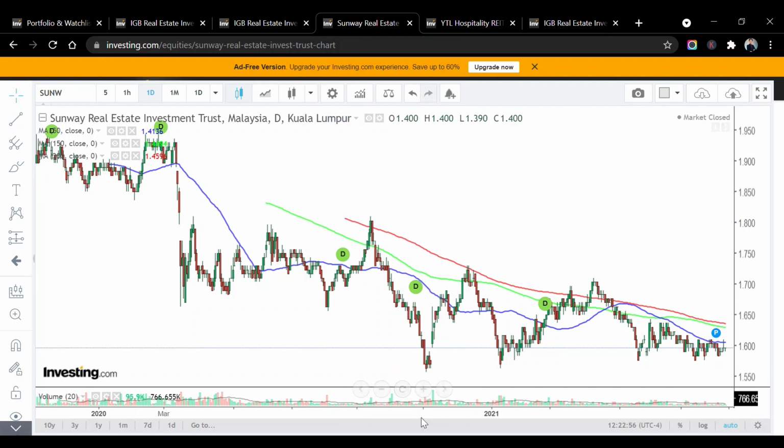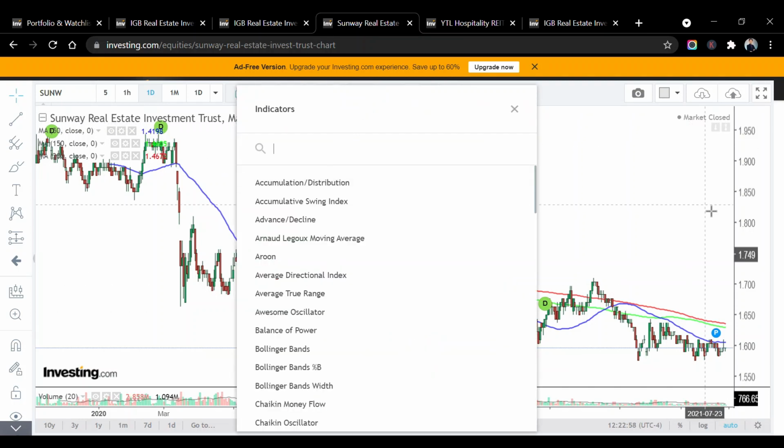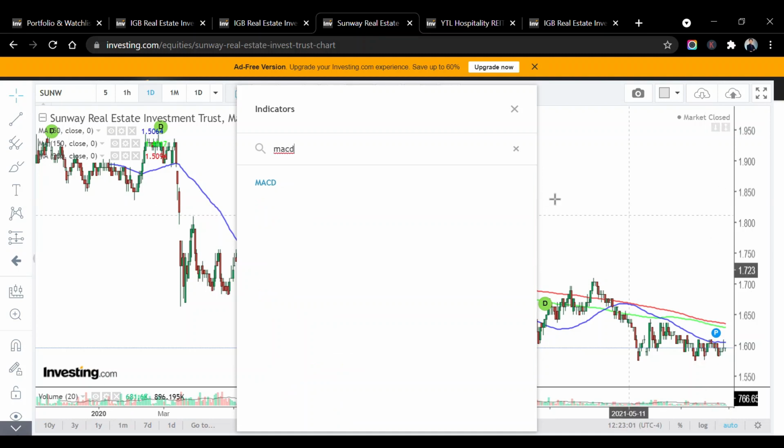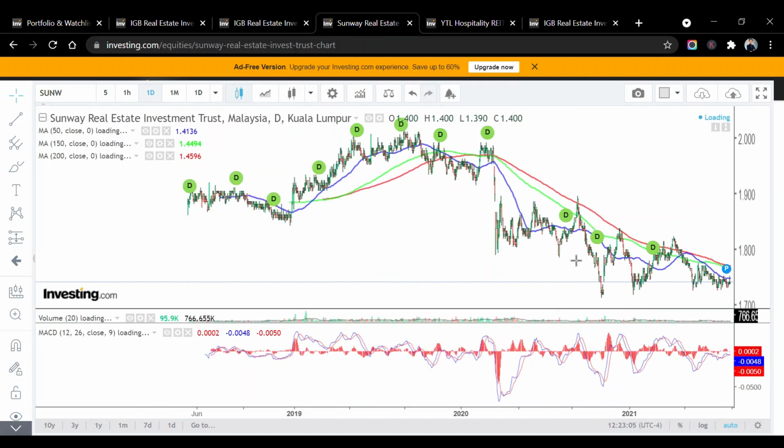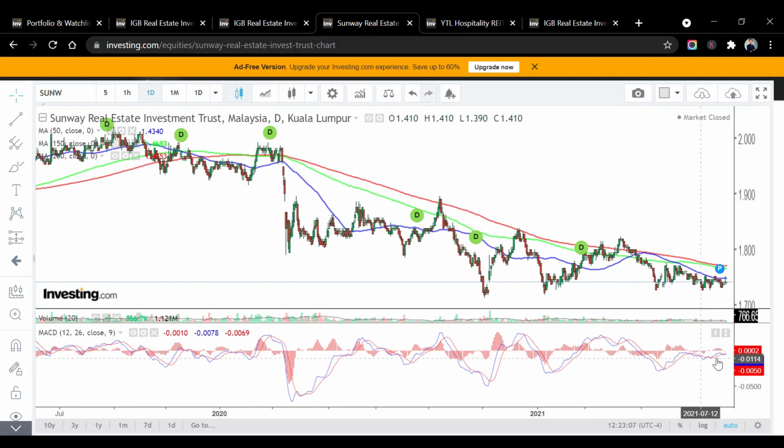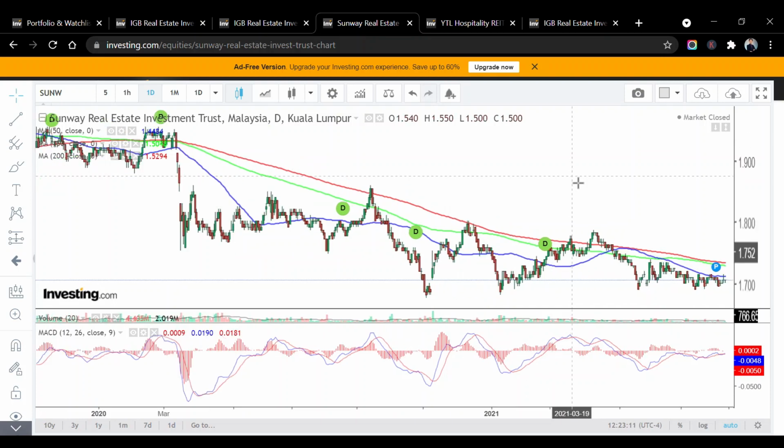Then let's look at the MACD, right? Let's look at the MACD to check the momentum. Okay, so I believe almost all REITs are having the same issue. So you can see the momentum is also at the negative side here. So it's a bit weak momentum right now. So it's the same issue. Okay, SUNWAY REIT and IGB REIT.